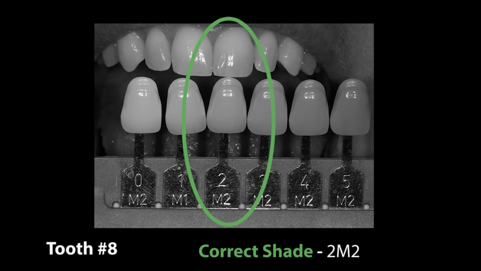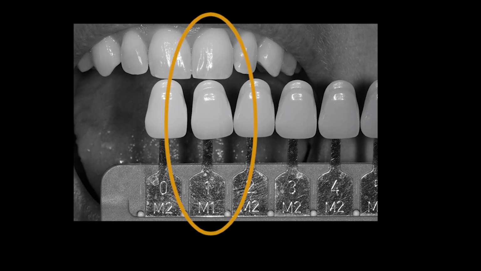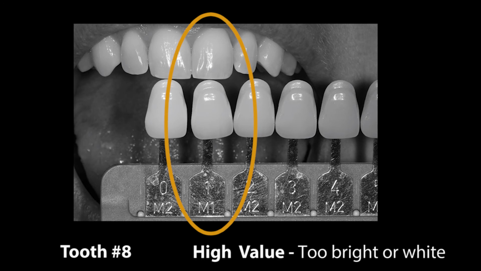Now look at that value. It's starting to look pretty good, but I never stop there. I always want to go past it just to confirm it with my own eyes. And I like to go past that down to a 1M1 just to clarify. Now, if you notice that shade tab, it looks too high in value. It starts to look too bright. So what does that tell you? Our 2M2 is definitely going to be our pick for our value.